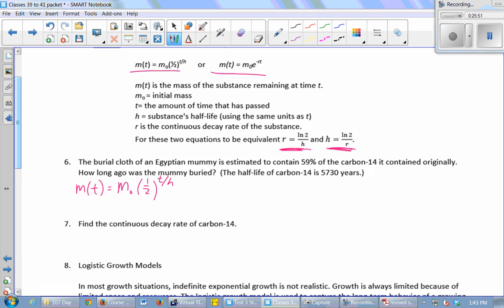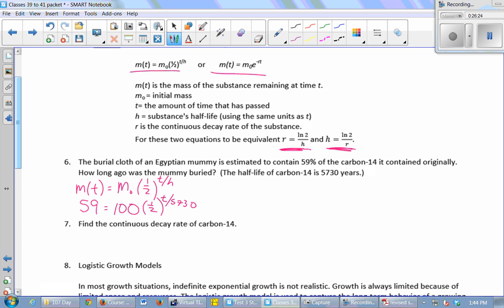And 59% is left. If it has 59% now, how much did it start with? 100%. So M0 is going to be 100. That's how much I started with, 100%. T is what they asked me, right? So how long? T is going to stay a variable. Half-life is 5,730.